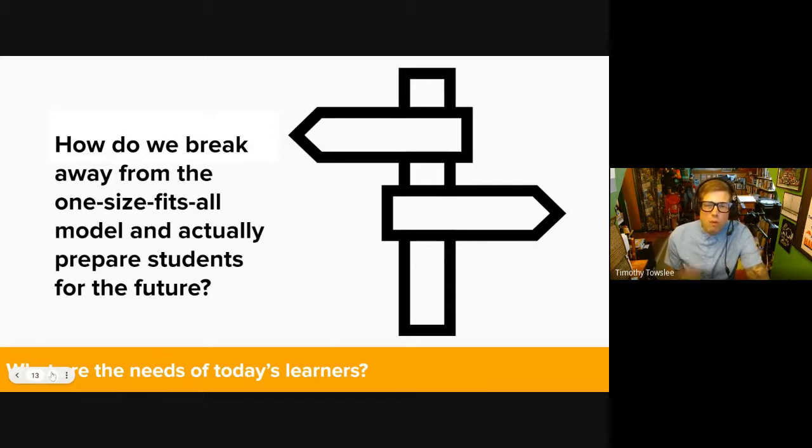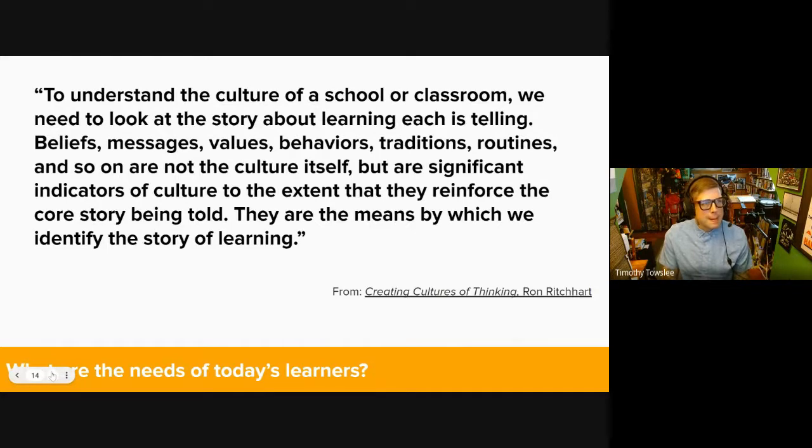So what we're going to focus on today is thinking of ways that we can break away from that one-size-fits-all model of education and really outfit students and equip them with the skills that they need for the future. So we're going to come back to stories, because you guys wrote the headlines of your story.